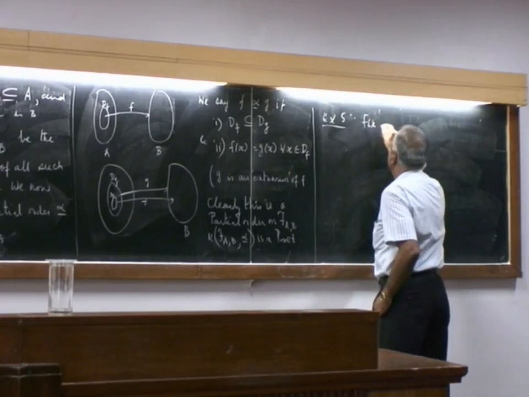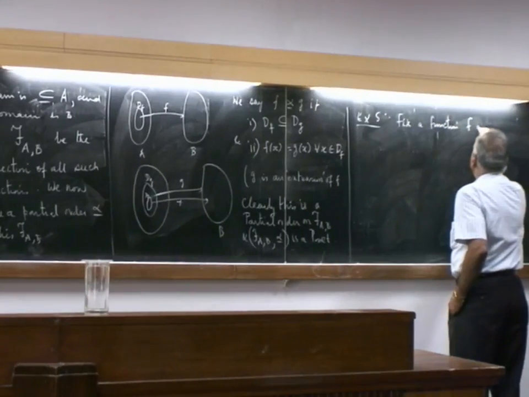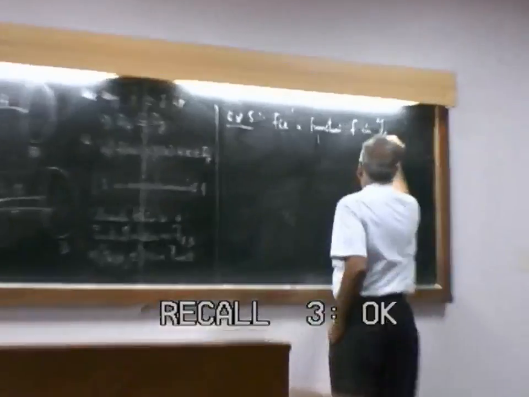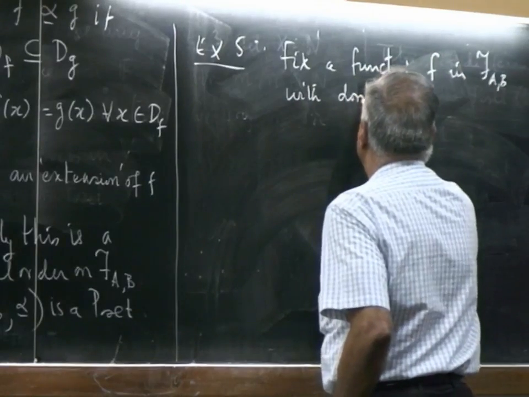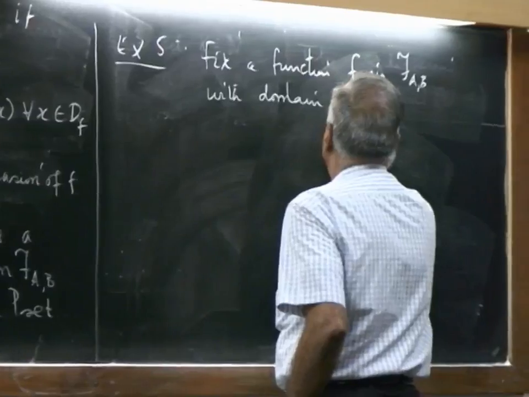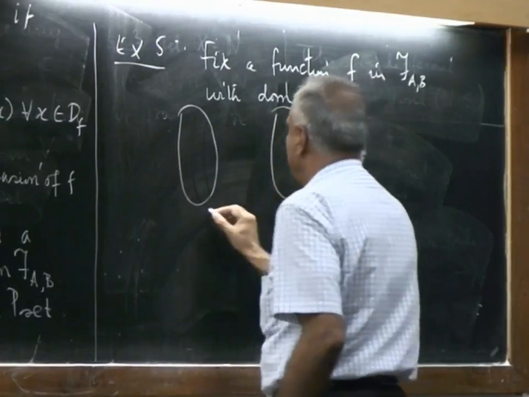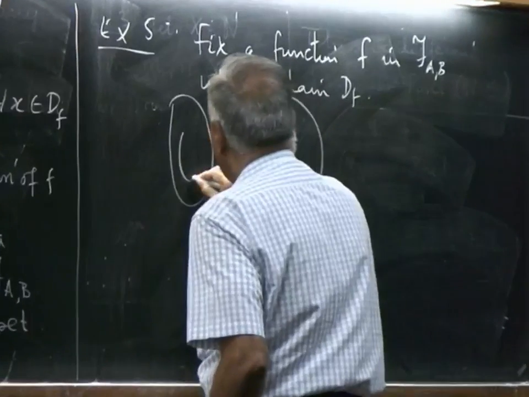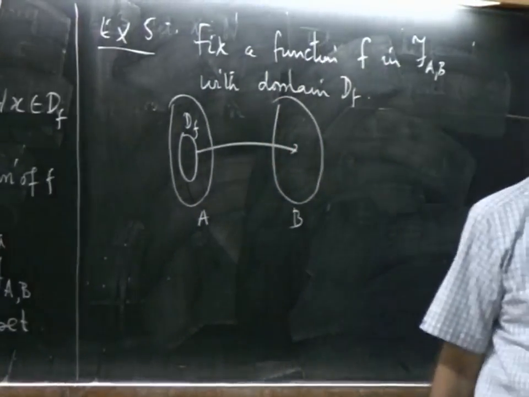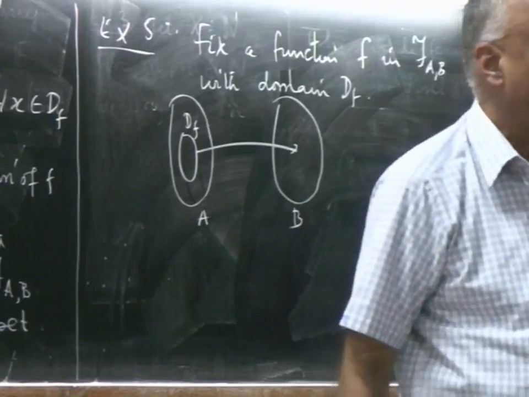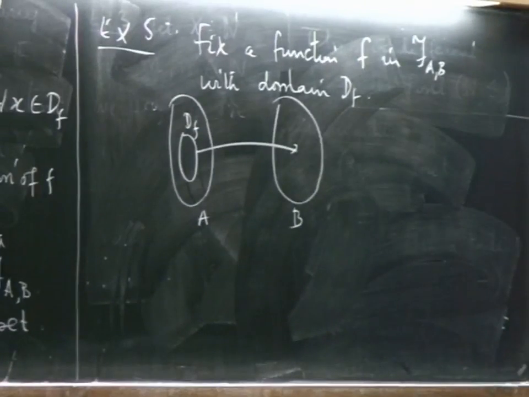Fix a function f in F_AB with domain D_f. So, what I am going to do is I am going to consider one particular function whose domain is D_f. I am fixing that function f. Take one particular fixed function whose domain is fixed. Okay.